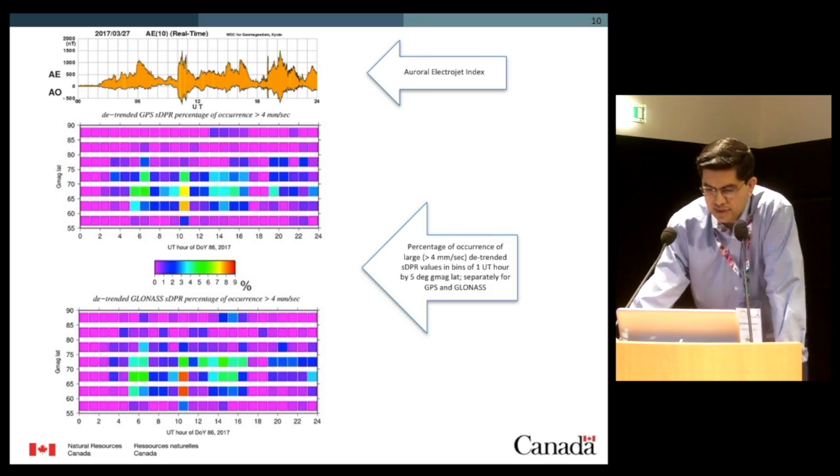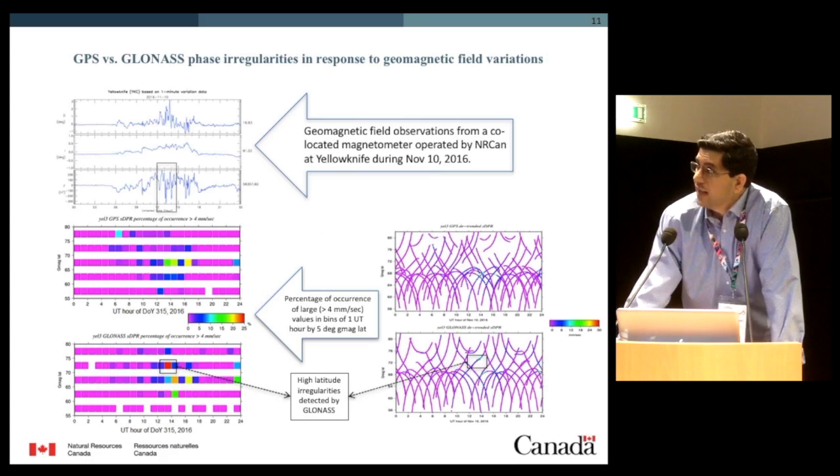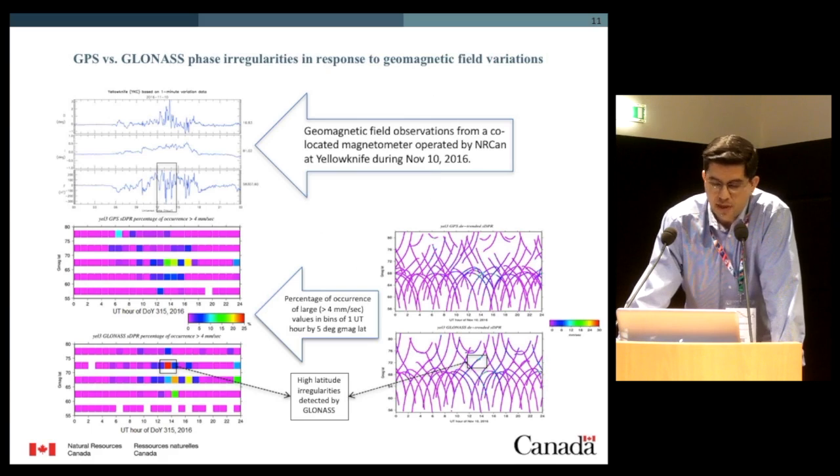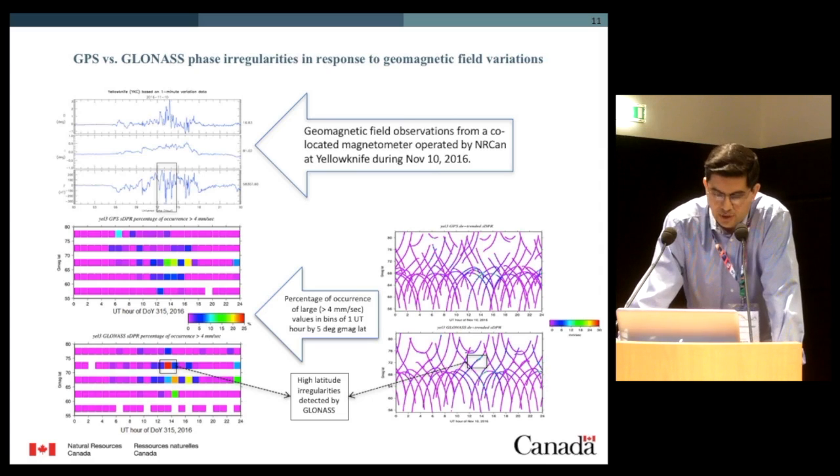Here I have another example at Yellowknife. Again, as we have a magnetometer at this station, plotted on the top left are the magnetometer irregularities, the geomagnetic field variations at our magnetometer at Yellowknife. The middle on the left is the GPS only, the bottom left is the GLONASS only, and on the right are the actual pierce points.